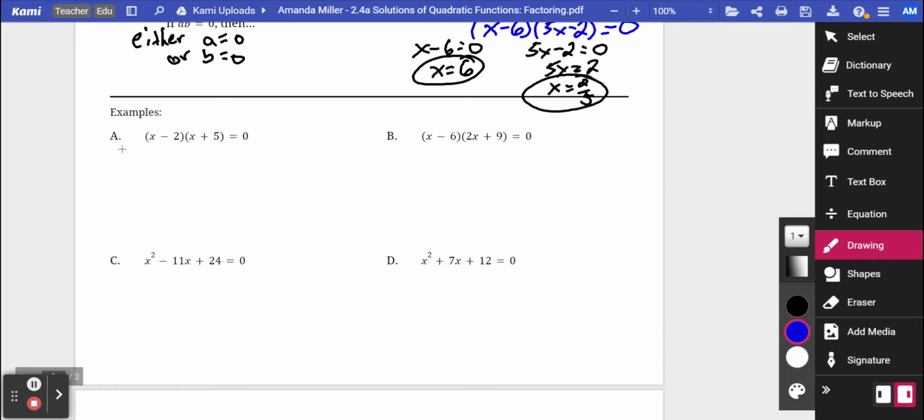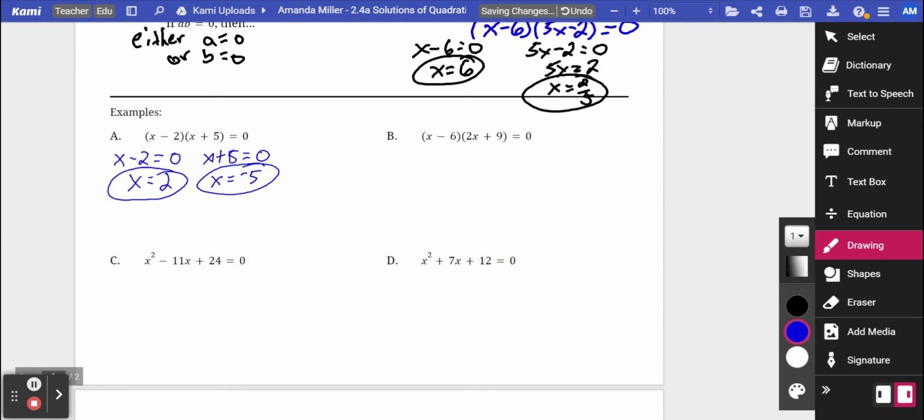I can set the two pieces equal to 0. And we're going to solve. Adding 2 here, x equals 2. Subtracting 5 here, x equals -5. These would be the two solutions.